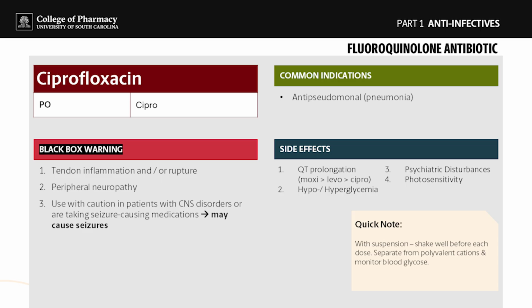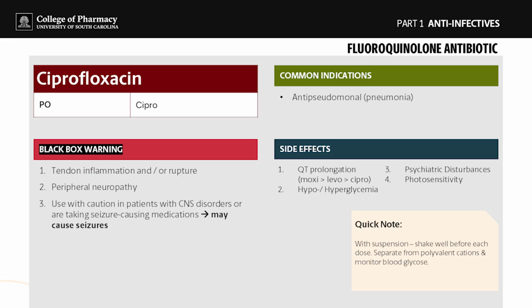It is used a lot for pneumonia, but it also has some side effects. QT prolongation, hypo or hyperglycemia, that's where your blood sugar is affected, psychiatric disturbances, and photosensitivity. They have something that's called a black box warning. This is very important to talk to your patients about. Tendon inflammation and or rupture, which can occur in younger folks, but a lot of times it occurs in older people. You want to make certain that you tell your patients this is a possibility, especially if they're athletic, they run a 5K and they're on ciprofloxacin. You might want to warn them about that.